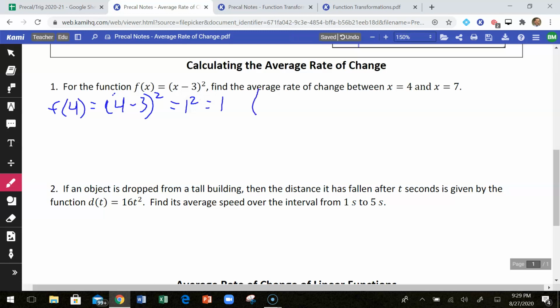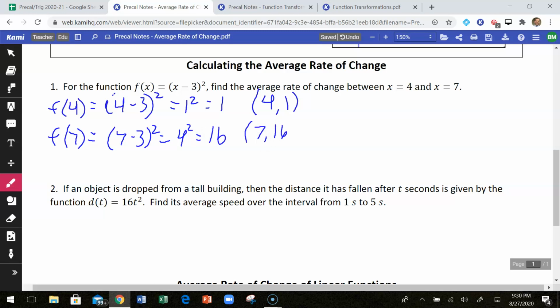So what that essentially tells me is that the point (4, 1) is on this graph. And then I'm going to do the same thing with 7. f of 7 is (7 minus 3) squared, which is 4 squared, which is 16. So again, that tells me that I have the point (7, 16) on this graph.